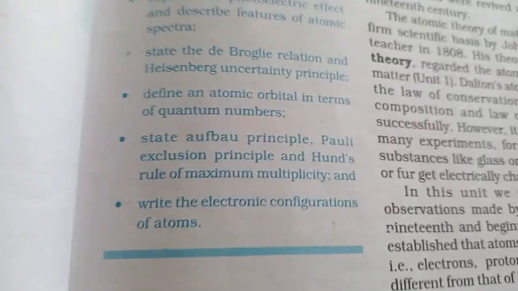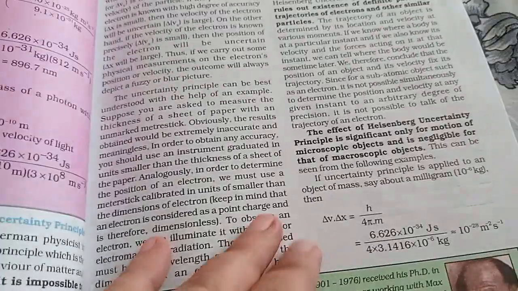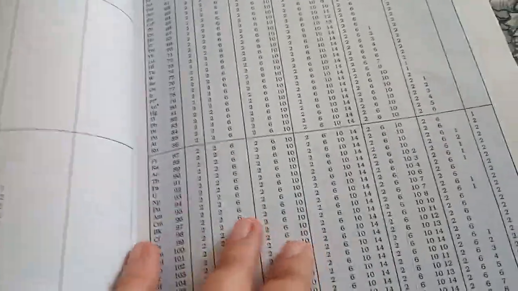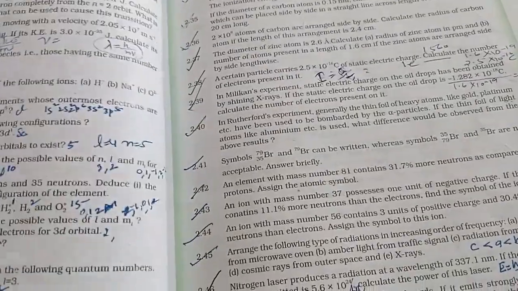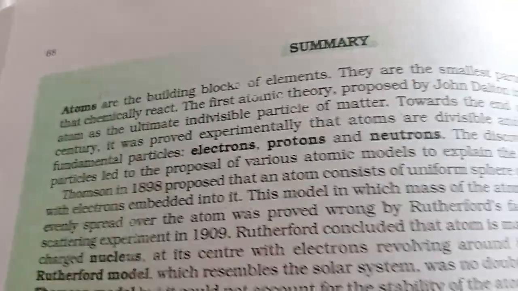Okay, so these are the objectives of learning this second chapter. Now let me read the summary for you to give you an overview of the chapter. It is a big chapter and so many numericals are given at the back, 67 numericals. Do all. Summary. Atoms are building blocks of elements.